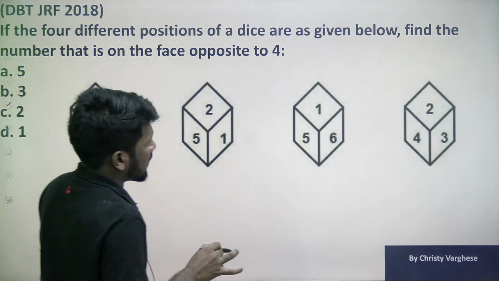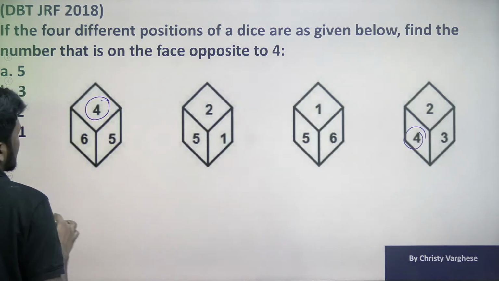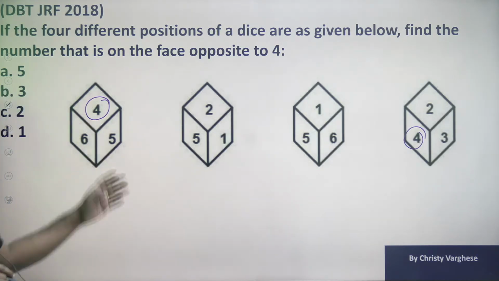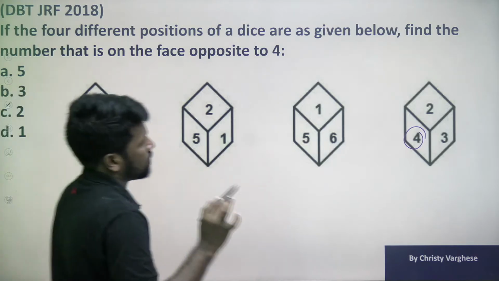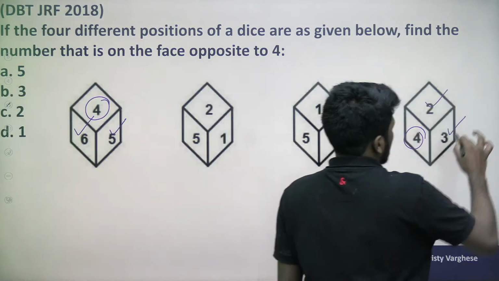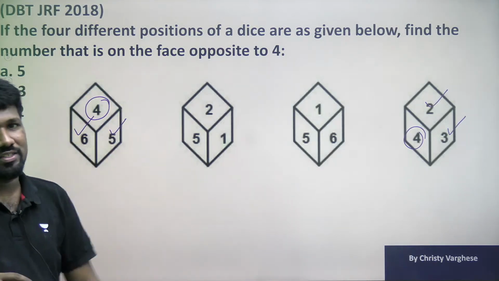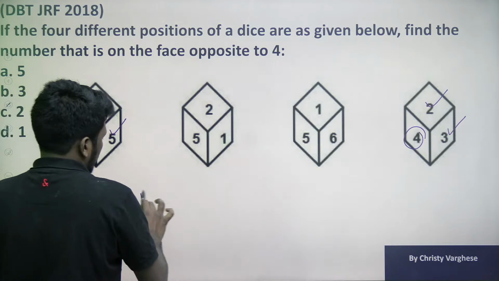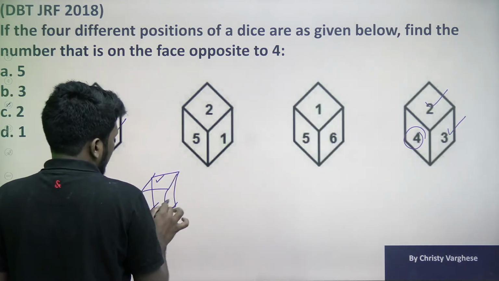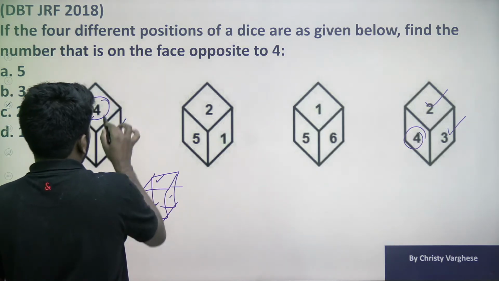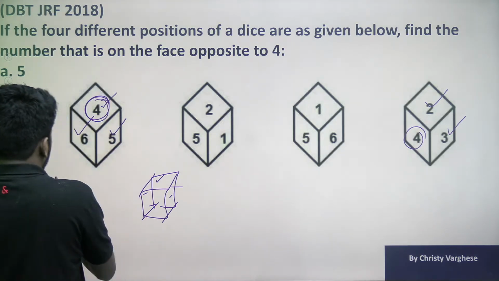4 you can see in 2 images, right? From the 2 images, what do you know about the adjacent faces of 4? Only adjacent faces you can see in the picture. 5 is an adjacent face, 6 is an adjacent face, 2 is an adjacent face, 3 is an adjacent face. We know that there are only 4 adjacent faces for any face. So for a cube, if this is a cube, if this is the top part, there are 4 adjacent faces.